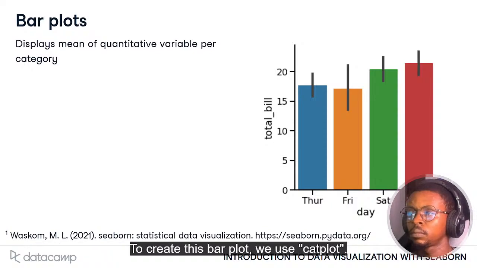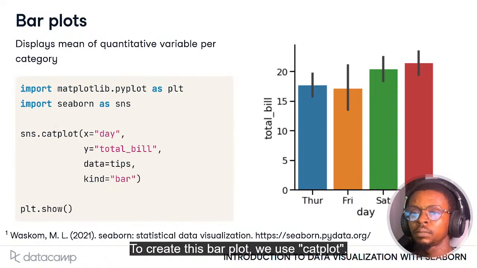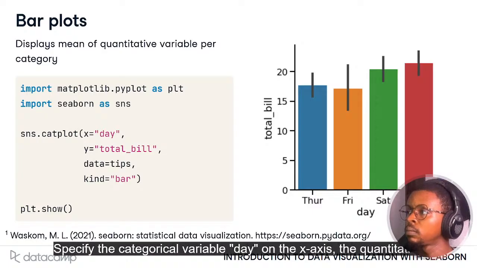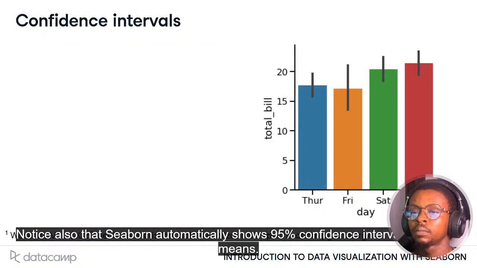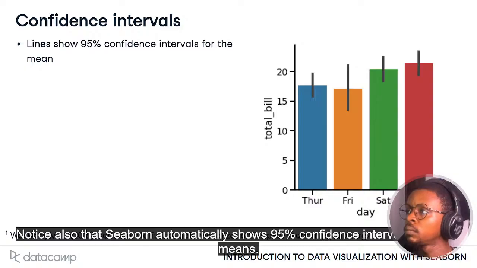To create this bar plot, we use catplot. Specify the categorical variable day on the x-axis and the quantitative variable total_bill on the y-axis, and set the kind parameter equal to bar. Notice also that Seaborn automatically shows 95% confidence intervals for these means.